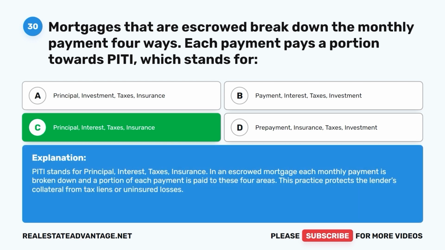PITI stands for Principal, Interest, Taxes, Insurance. In an escrowed mortgage, each monthly payment is broken down, and a portion of each payment is paid to these four areas. This practice protects the lender's collateral from tax liens or uninsured losses.